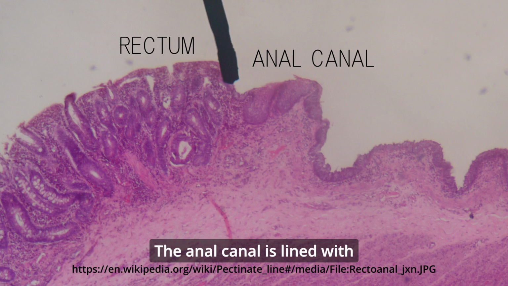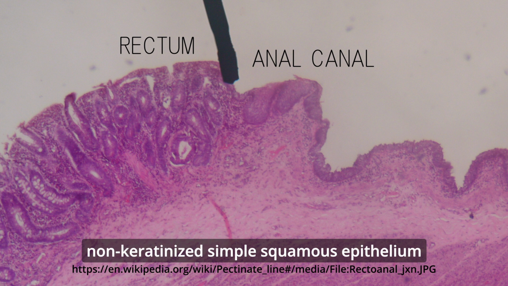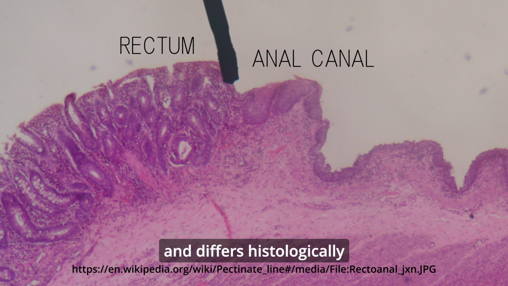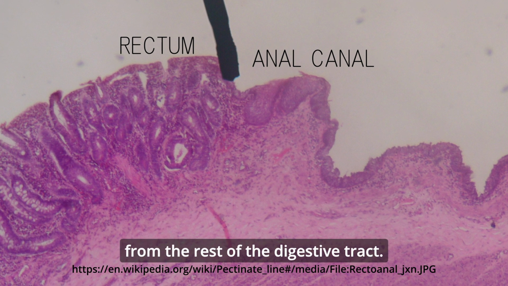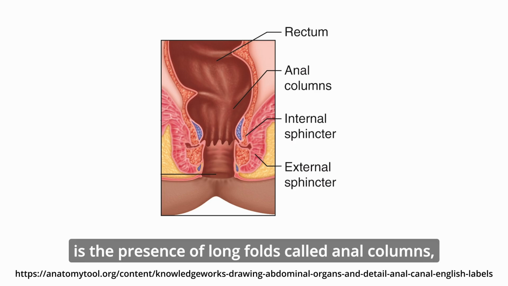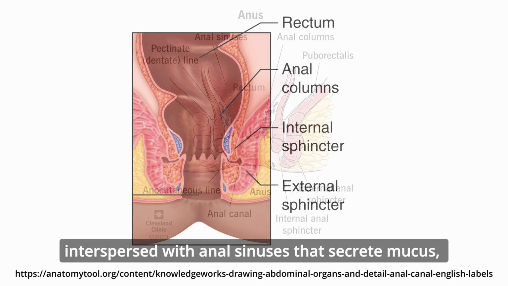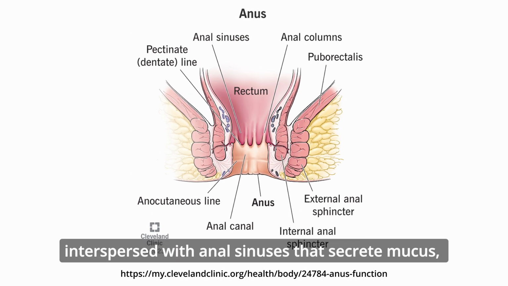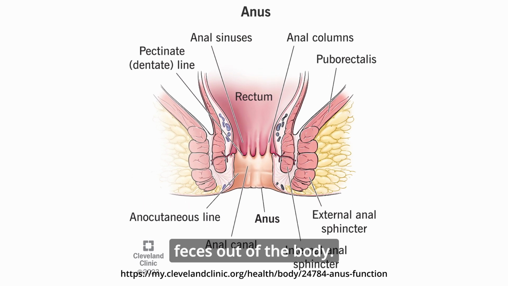The anal canal is lined with non-keratinized simple squamous epithelium and differs histologically from the rest of the digestive tract. A distinctive feature of the anal canal is the presence of long folds called anal columns, interspersed with anal sinuses that secrete mucus, which helps to ease the passage of feces out of the body.